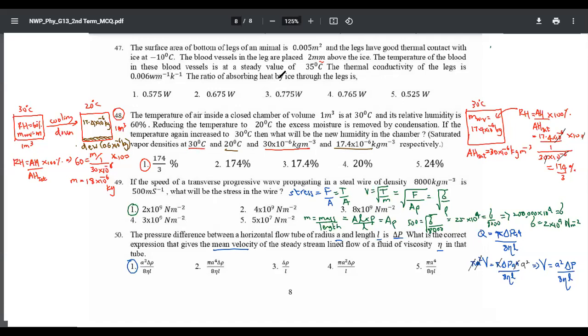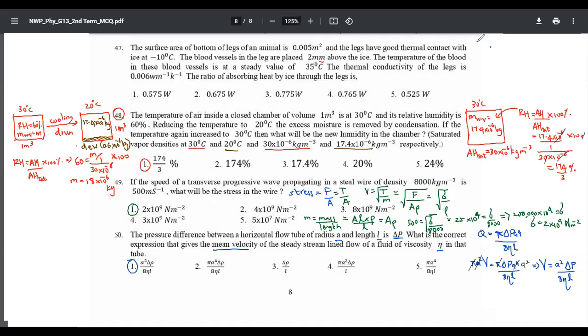The ratio of absorbing heat by ice through the legs is, now this is very straightforward, I think. The only concern is, did you take this as a total area? The surface area of bottom of legs of an animal. Since it's in plural, let's take this as the total area, 0.005 meters squared. Total, yes, this should be total. So we know the equation.